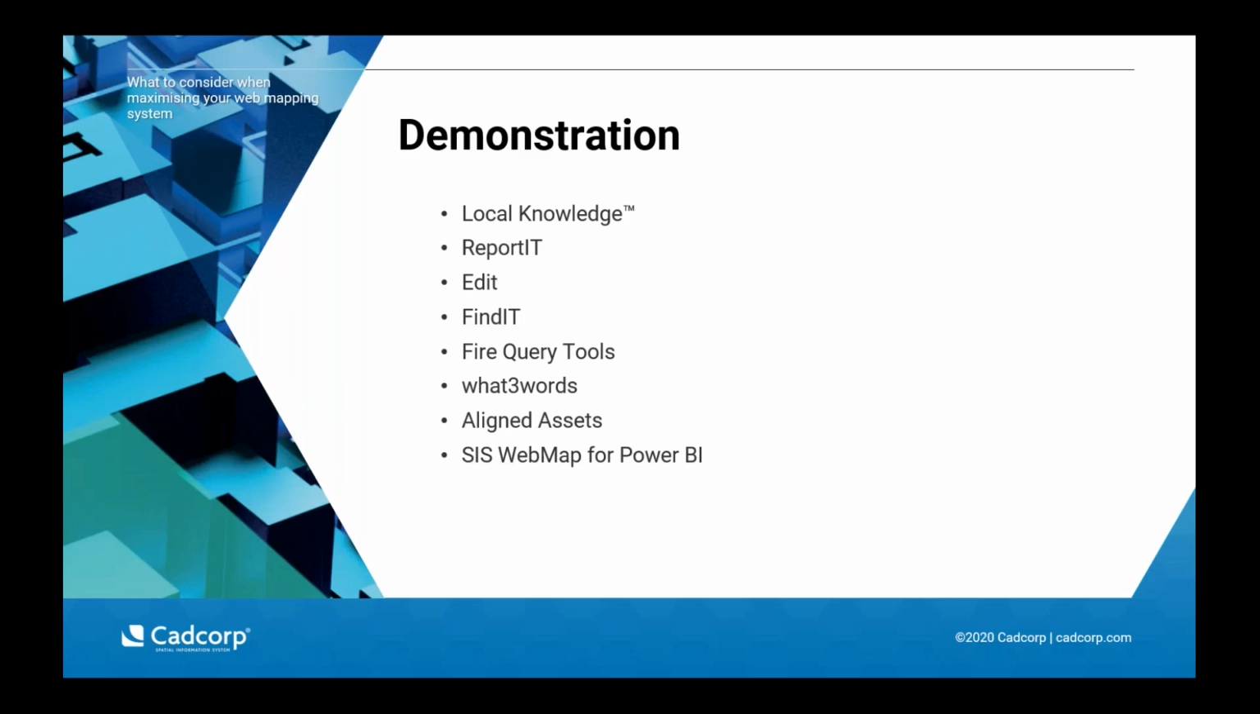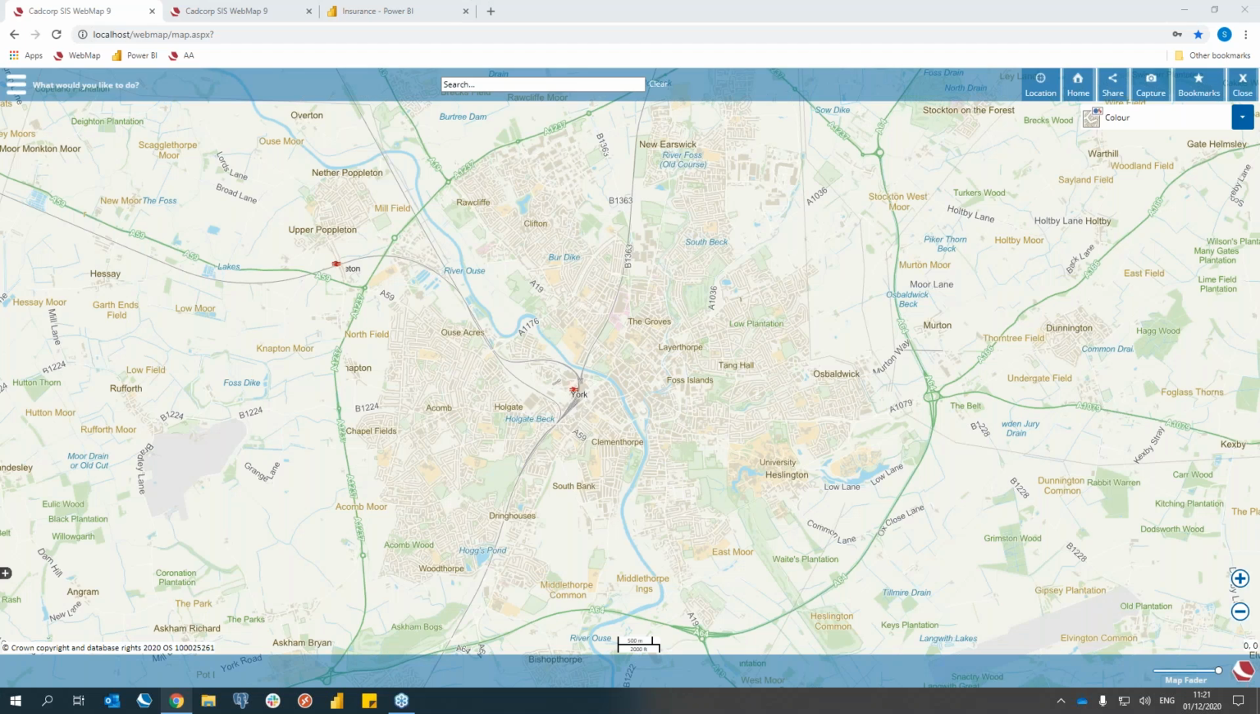So I'm going to hand over to Simon in just a second, who's going to use CADCORP sys web map to demonstrate all of these different applications that we've discussed: Local Knowledge, Report It, Edit, Find It, the fire query tools, what3words, the Aligned Assets integration, and CADCORP sys web map for Power BI as well. So Simon should have control and be able to share his screen now. Excellent.